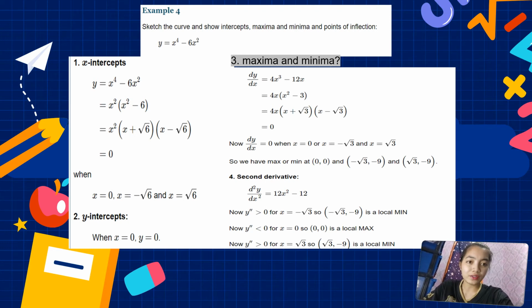For the second derivative, d²y/dx² = 12x² − 12. Now y'' is bigger than 0 for x = −√3, so (−√3, −9) is a local min. Now y'' is smaller than 0 for x = 0, so (0, 0) is a local max. Now y'' is bigger than 0 for x = √3, so (√3, −9) is a local min.